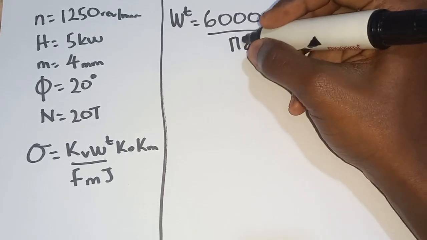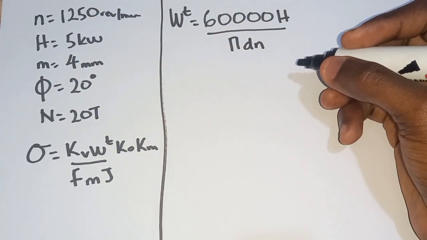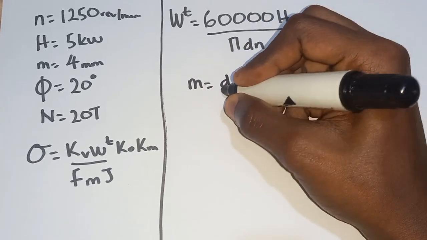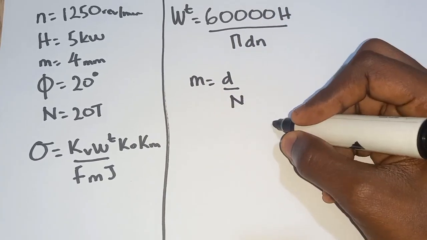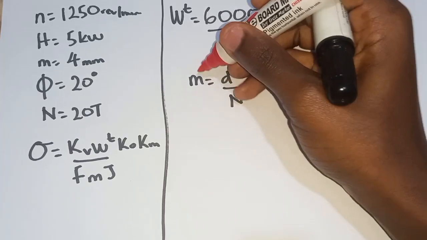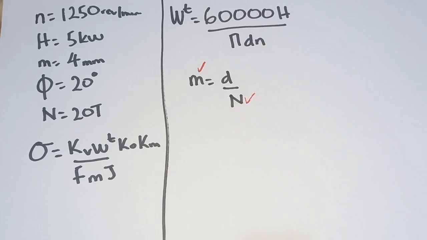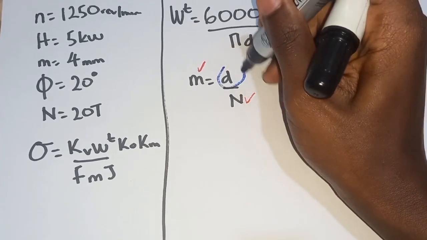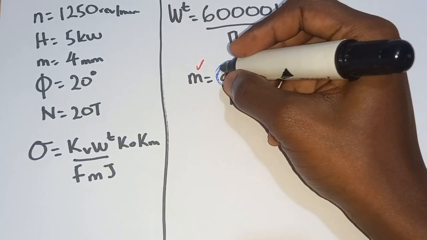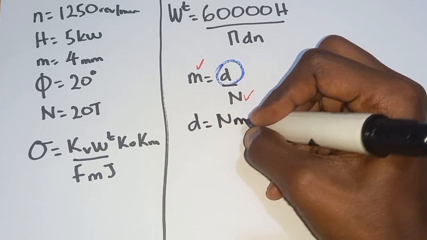And we don't know the d, it wasn't given in the question. But I know that from the parameters of gears, the module is given to be d over the number of teeth. So then to get the d, now we have m, we have n. You can now solve for the d. So to do this, we then make d the subject in this equation. So the d is equal to n times m.